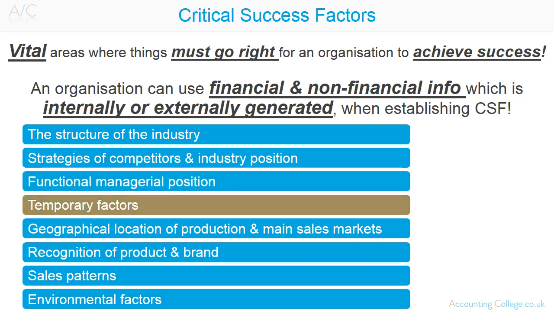Temporary factors. These are factors that are of significant importance for a particular period of time. For example, say there was a manufacturing recall of a product. The manufacturer might put a critical success factor in place to monitor the effectiveness of the recall. Other areas such as geographical location of production and main sales markets, recognition of product and brand, sales patterns, and environmental factors can all lead to changes in the critical success factor.